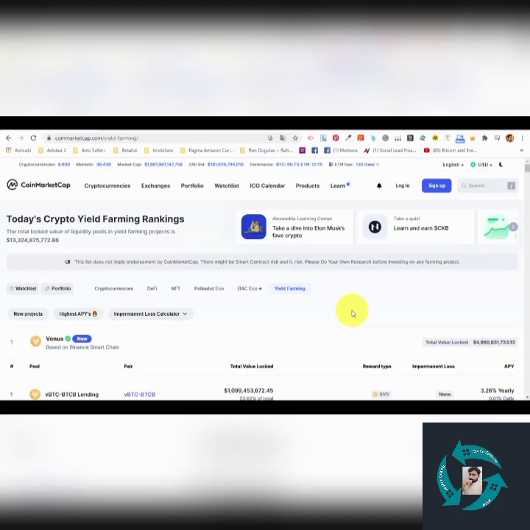Now, yield farming, what is yield farming? Basically, right now in the cryptocurrency world and the blockchain world, in the last few years, there's a new concept that has been growing, and it will probably be a big part of our finance future at a global level, which is decentralized finance, shortened as DeFi. Okay, so DeFi. And if you go on coinmarketcap.com, you are going to see here that you have cryptocurrencies, DeFi, NFTs, and so on. And we have here today's crypto yield farming rankings.